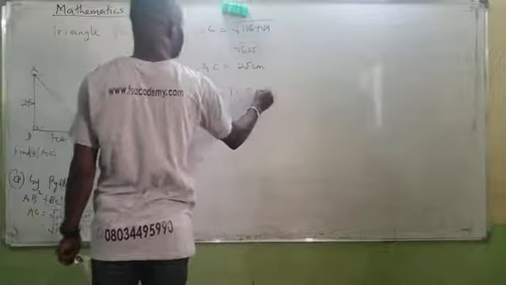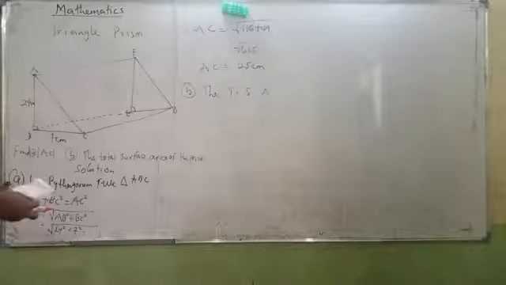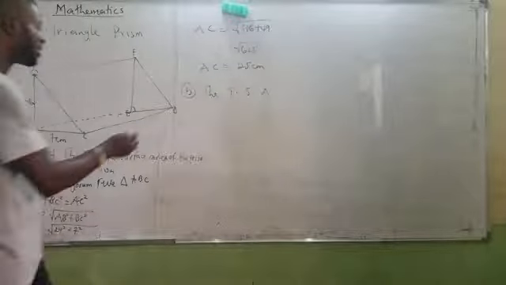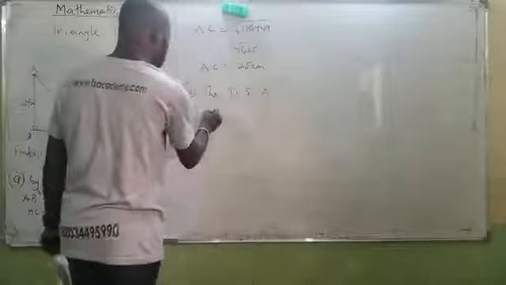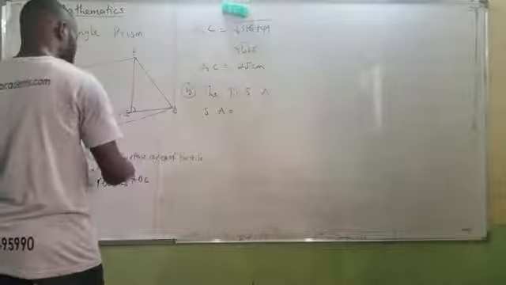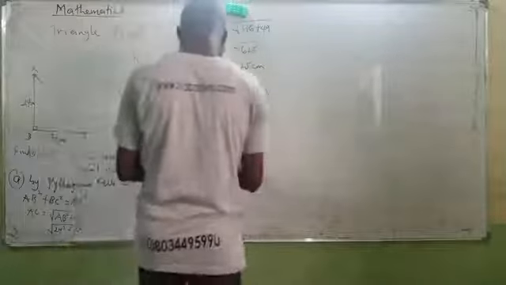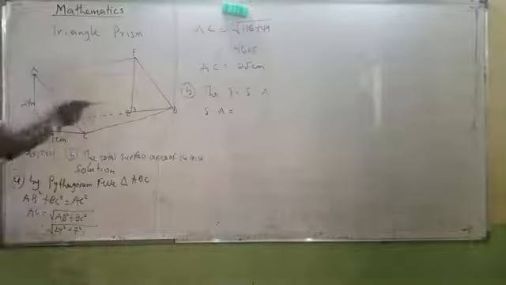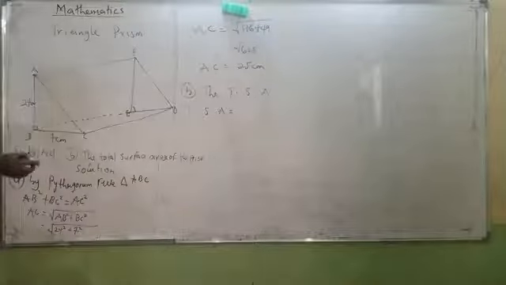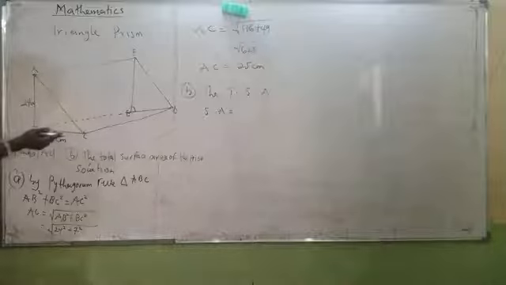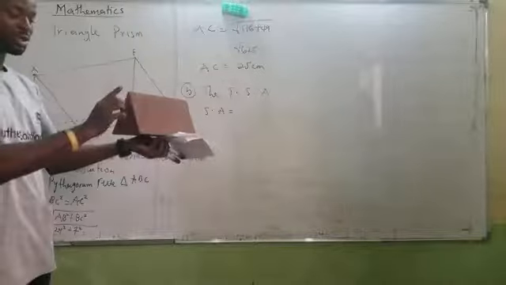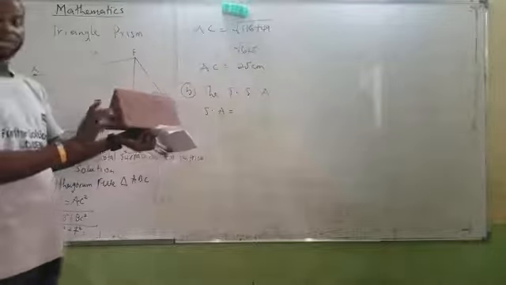Total surface area. Now, my total surface area is very, very simple. My total surface area of this prism will be equal to... you know that we have two of this triangle and we have three faces. This is what I'm trying to say. I'm just trying to replicate this, which is not the same thing because this is not 90. This is not an actual triangle.